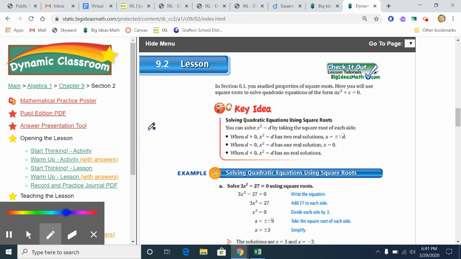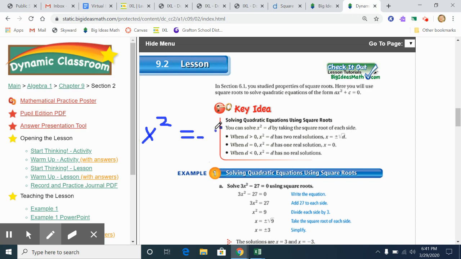So for example, if we solve this and we end up with x squared equals negative 9, there's no solution, because taking the square root of a negative number doesn't make sense. I've said this in class, when we square something, it's always positive, which tells us that it doesn't make sense for us to have a negative number and take the square root of it.